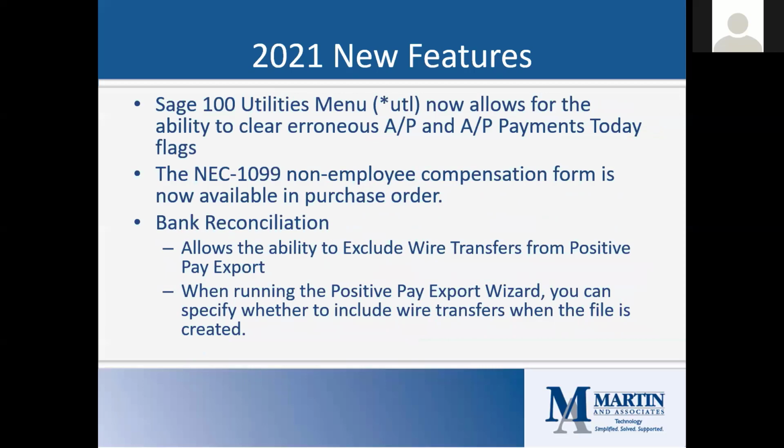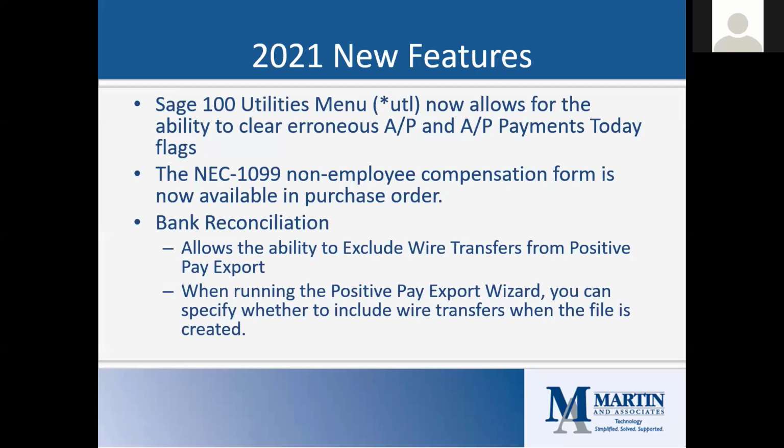The Sage 100 Utilities menu, which is a hidden option when you go File, Run, and type in *UTL, now allows for the ability to clear erroneous AP and AR payment today flags.